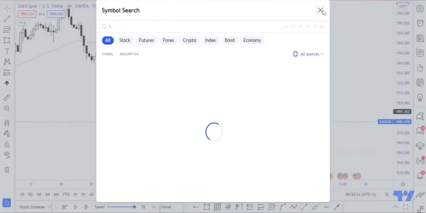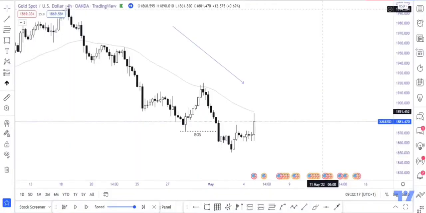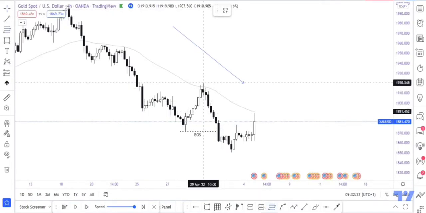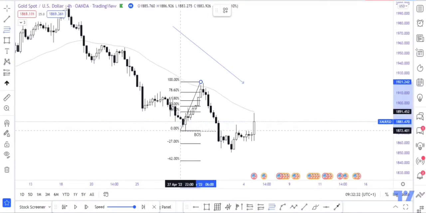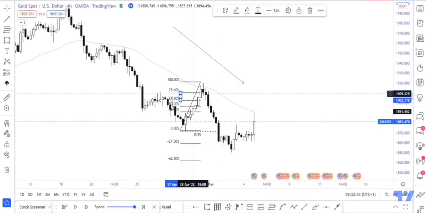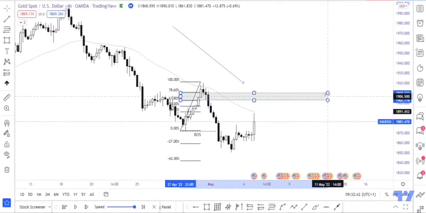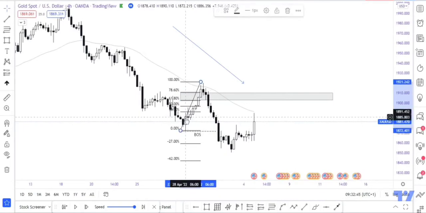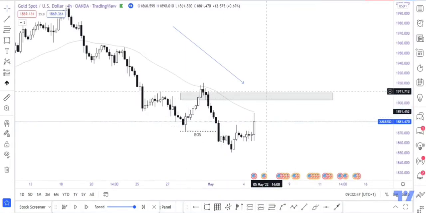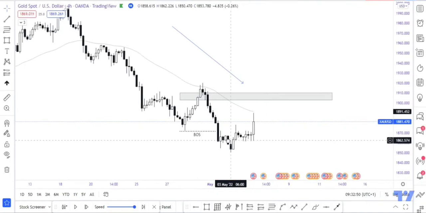So what you could do in this scenario is use your fib to draw. It's going to be a reverse fib, from this high to this low, and then we're going to mark out the 61% and the 78% as areas where price could potentially react from. So we have our area where price could potentially react from. All we need to do is wait for price to come to this level and then react from that level.